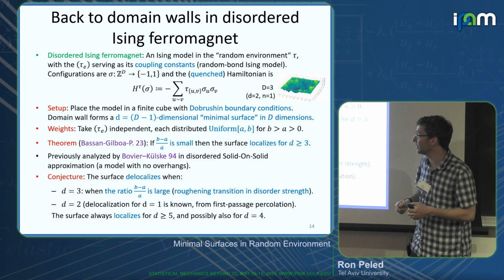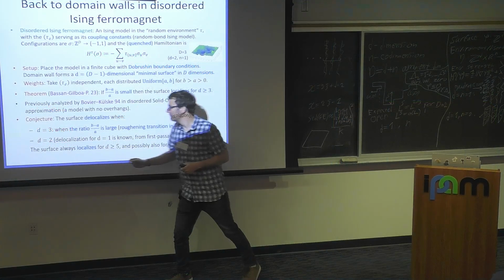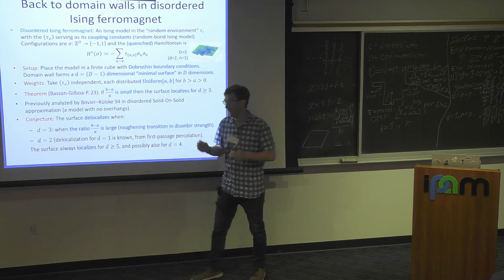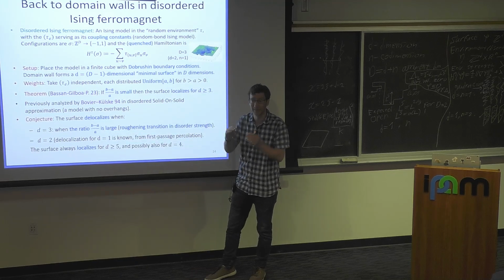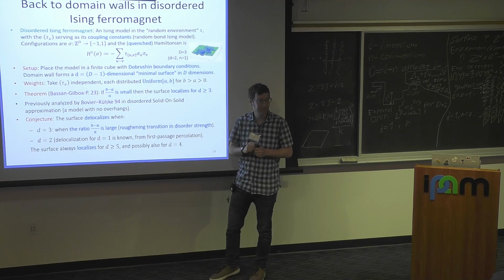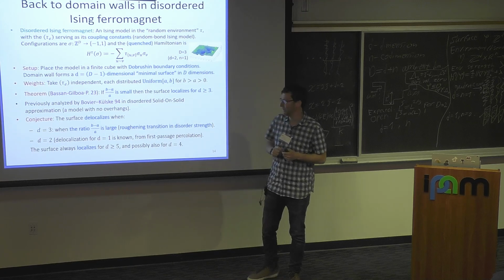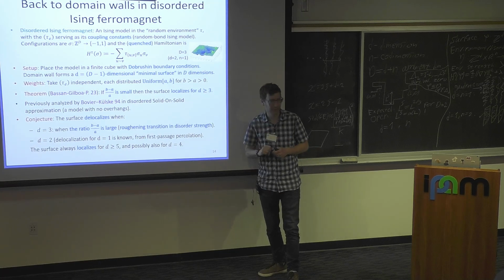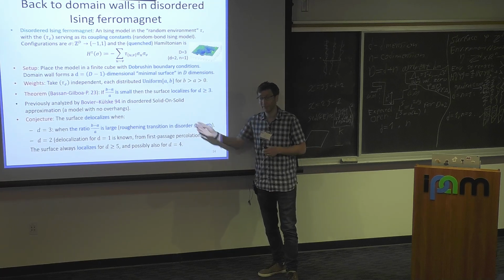So we conjecture that in fact in dimension 3, there is a roughening transition in the disorder strength. If it's not so concentrated, there will be delocalization with power law height fluctuations. Dimension 4 is a marginal case. Maybe it doesn't have this transition. But dimension 5 and higher should localize always. So we have these conjectures.